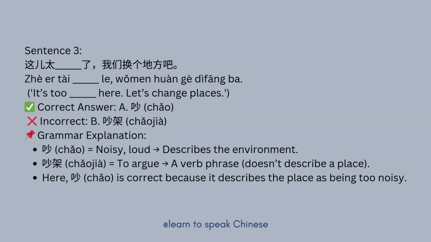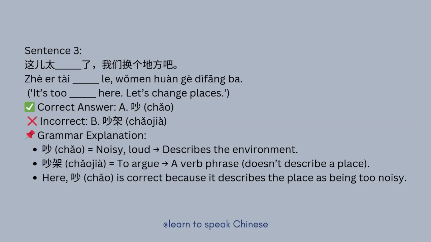Moving on to the next one. The correct answer is A. 吵. 吵 means noisy or loud. It's used to describe an environment that has a lot of noise or disturbance. In this sentence, it's referring to the noise level in the area. If you're at a restaurant or a park and it's too loud, you would use 吵 to describe the environment.